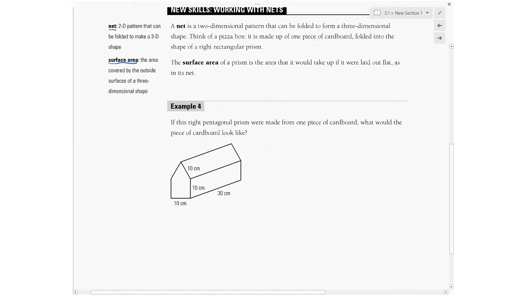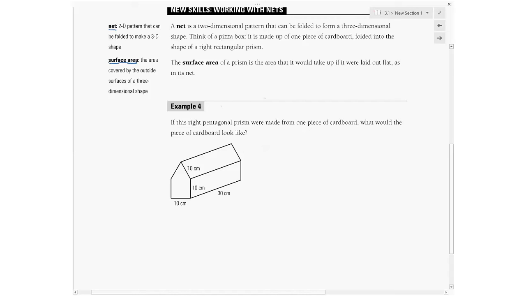So you can kind of think of a pizza box. It's made up of one piece of cardboard and then they fold it into the shape of a right rectangular prism. The surface area of the prism is the area it would take up if it were laid out flat, as in its net. So here we've got a right pentagonal prism.